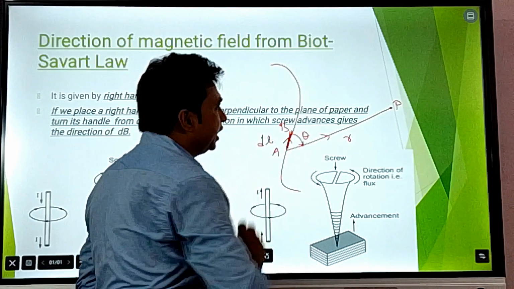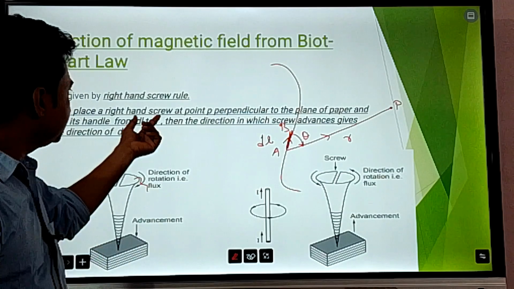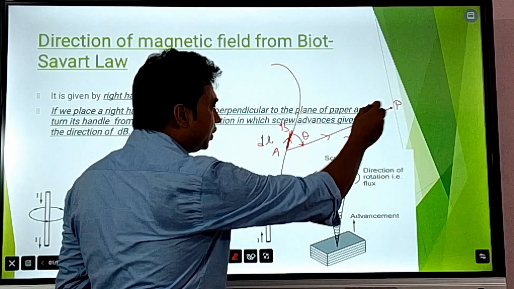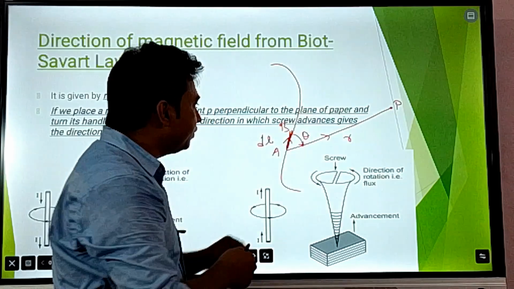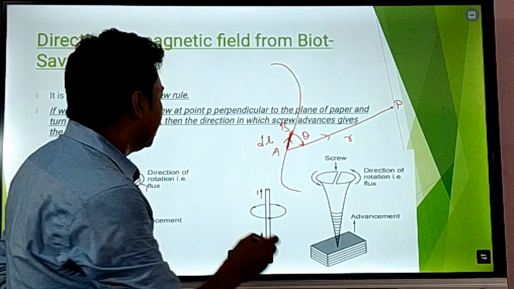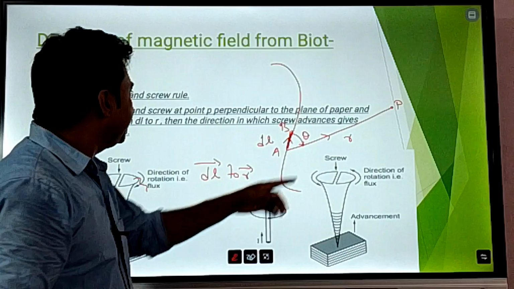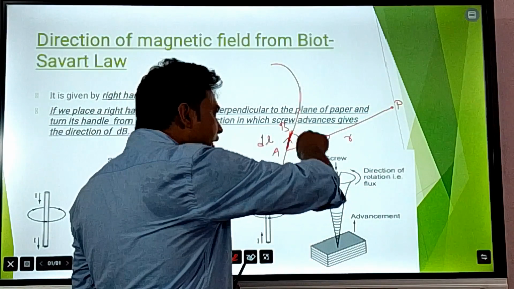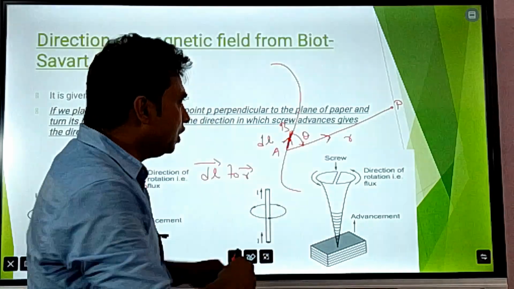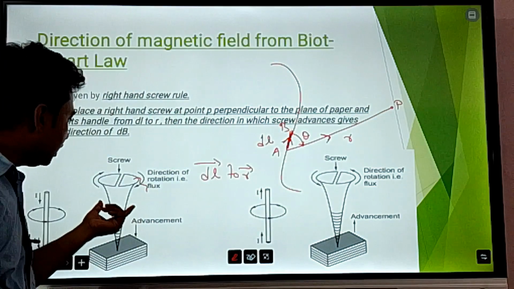This is our angle theta. Put a right hand screw here and rotate it in the direction of theta, that means rotate it from dL to r. The direction of dL is upward, and the direction of r is in this direction. So when we rotate it, see the advancement of the right hand screw.